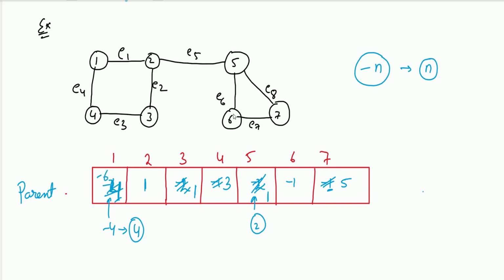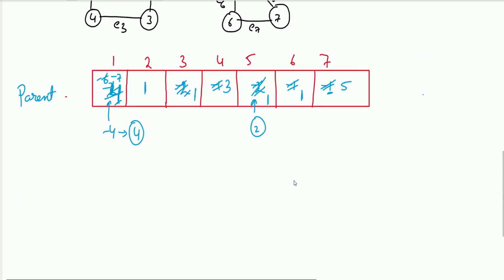Now suppose we want to add the edge 6, 7, which is E7. The parent of 6 is -1, so 6 is the representative element of its set. The parent of 7 is 5, the parent of 5 is 1, and the parent of 1 is -6, so 1 is the representative element of that set. Both sets are different, so we can just set the parent of 6 as 1 and do -7 here. Now all of them belong to the same set, and we can draw them also like this.